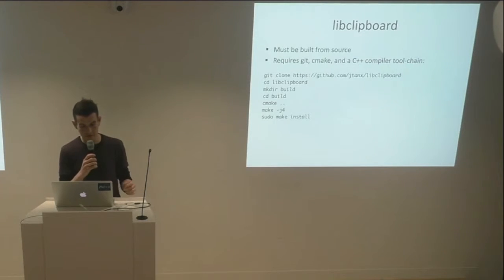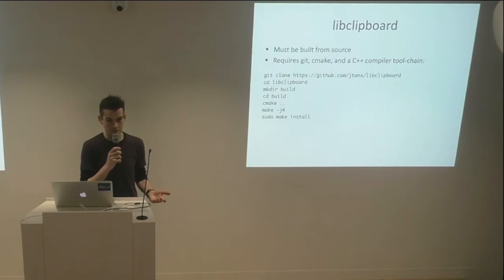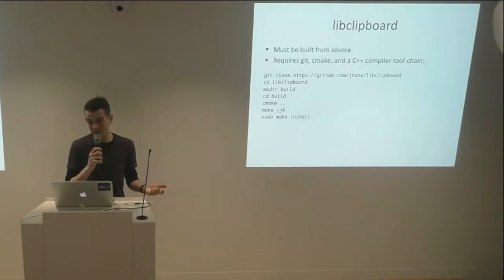If you wanted to get a copy of libclipboard, unfortunately, it's not available on Homebrew. So the easiest way to do it is just to git clone, go through a few build steps using something called CMake. You may not have heard of CMake because you're not necessarily C++ developers, but it's basically just a build tool. It's as bad as all the rest, but it works.